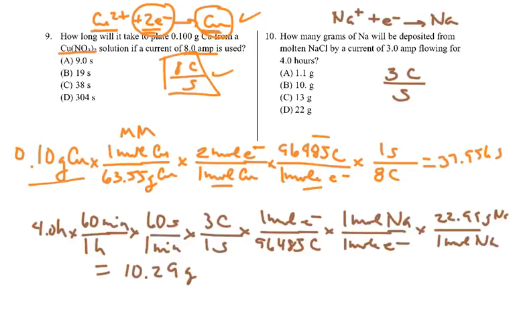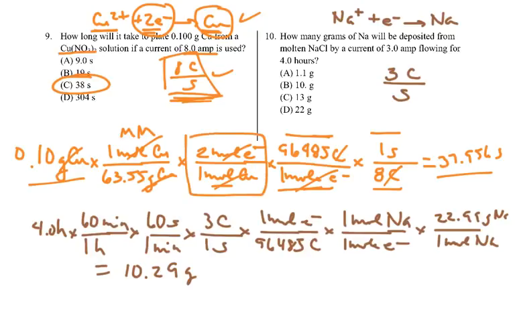Then moles of electrons to coulombs, that is the Faraday constant. And then from our definition of amps, we get 8 coulombs per second, and then we just do all of our math, so grams of copper, moles of electrons, coulombs, and I got 37.956 seconds. So that's going to be 38 seconds, answer C. So that's how we set it up. Again, the molar mass is implied by the fact it's copper nitrate, and this is given to us because of the fact it's 8 amps.